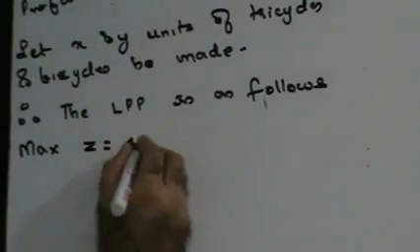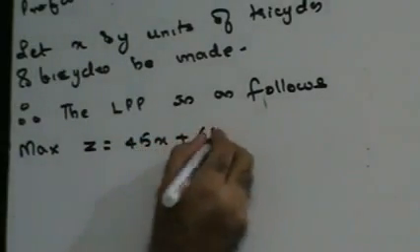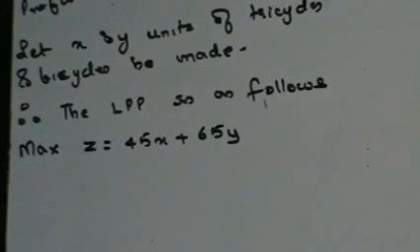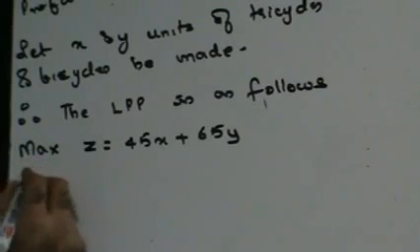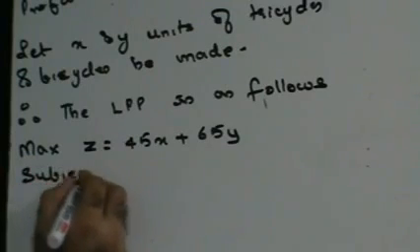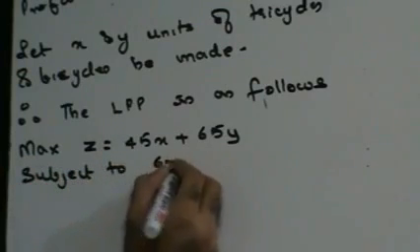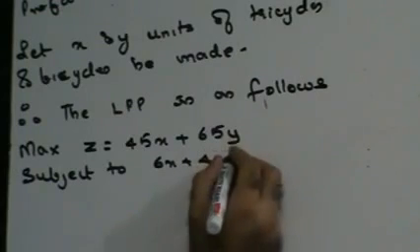Maximize Z is equal to 45X plus 65Y. Profit is equal to 45X plus 65Y. X is tricycles, Y is bicycles. And the conditions that they're giving you will be subject to 6X plus 4Y. Maximum it is available for 120 hours. That means it is available for 120 hours or less than 120 hours.